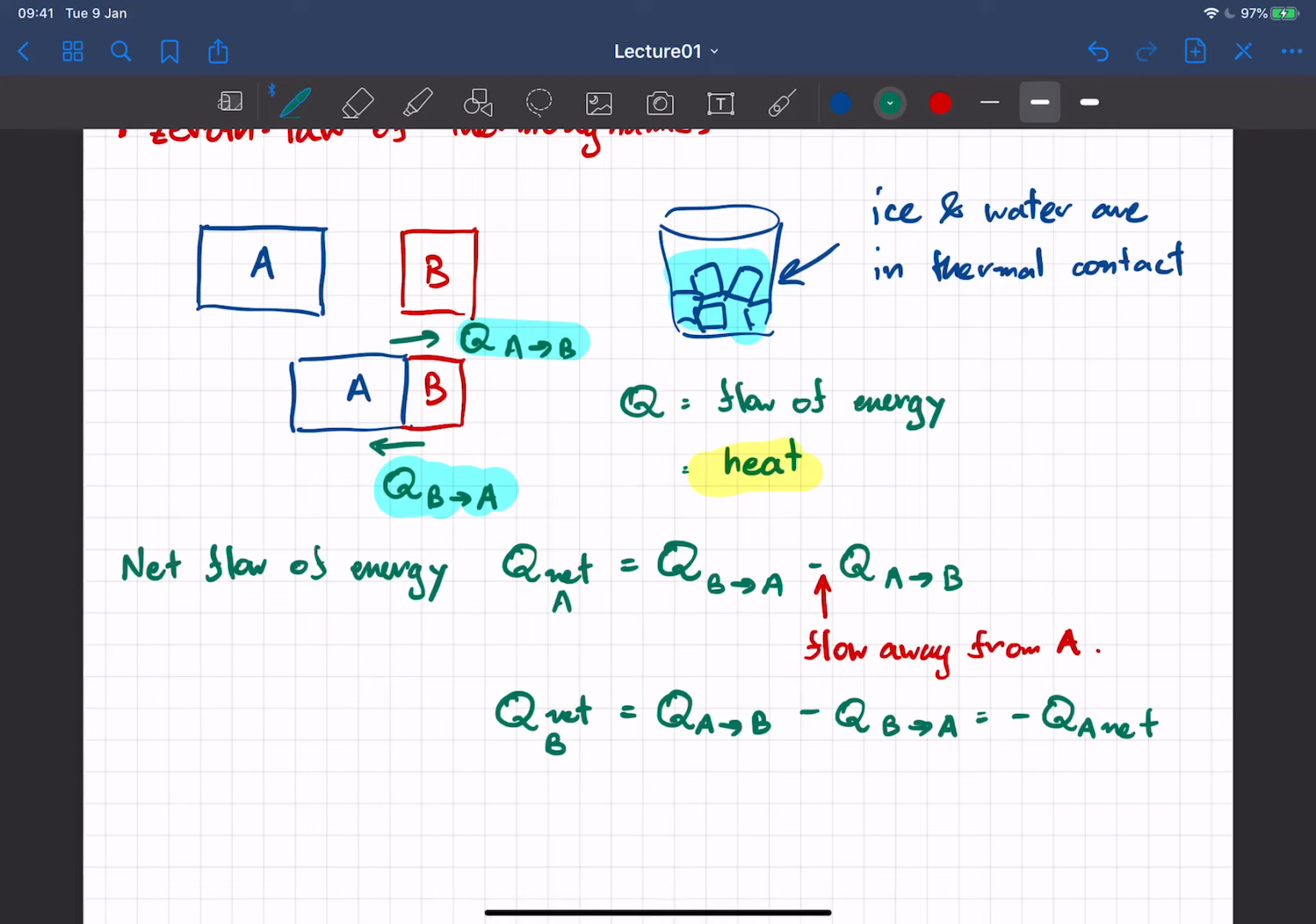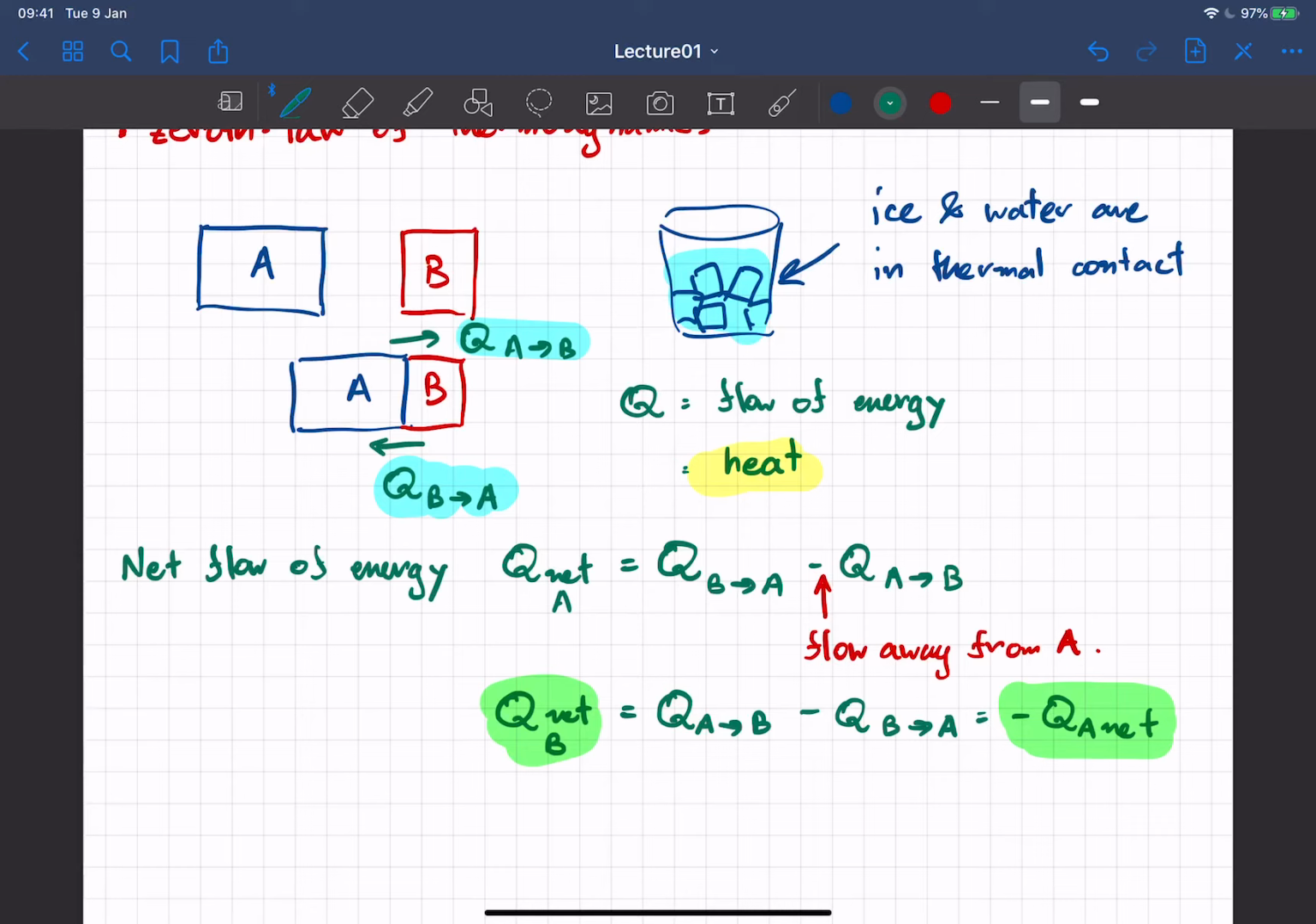Okay, something like this. So this part is quite important. Q net of B equal to minus Q net of A. So what does this mean? This means that all the energy that flows away from B must go into A and nowhere else. Otherwise, you lose energy without any good reason.